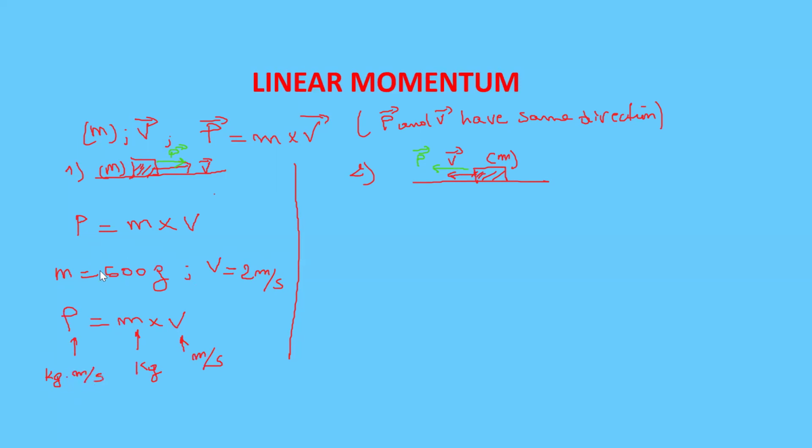So in my case here, the mass is 500 grams. So I have to convert this mass to kilogram. I divide 500 by 1,000, and it becomes 0.5 kilogram, multiplied by 2. So it is equal to 1 kilogram meter per second, and it's directed to the right.